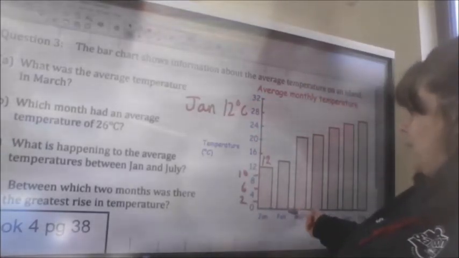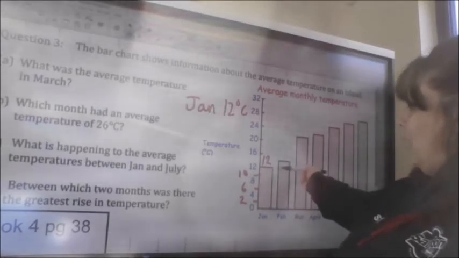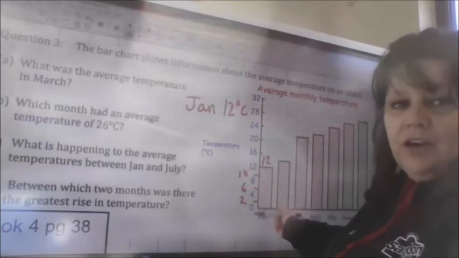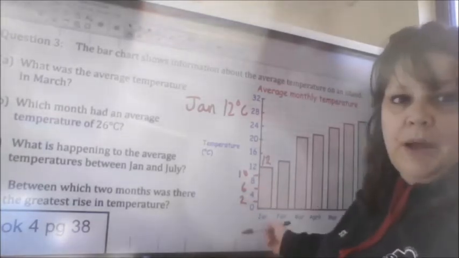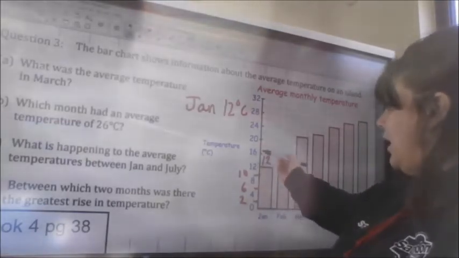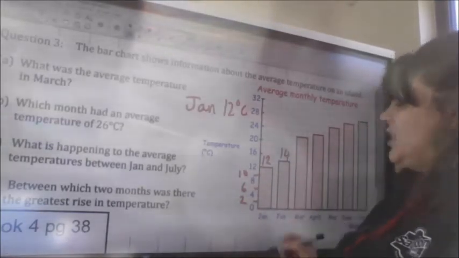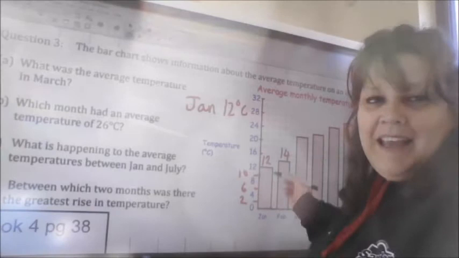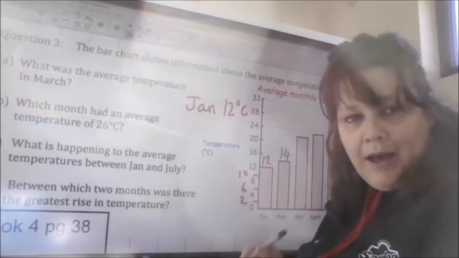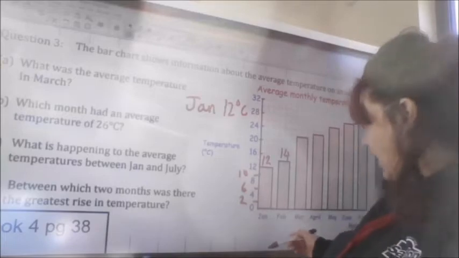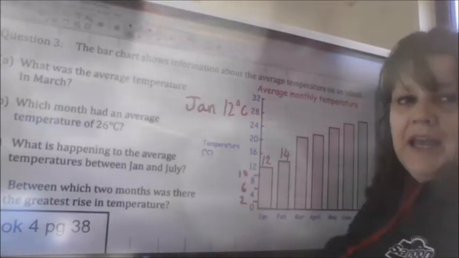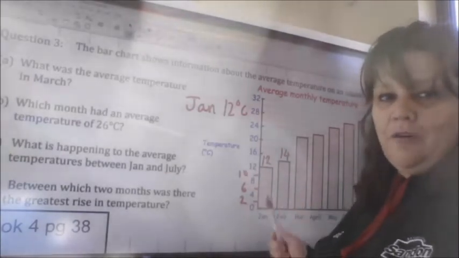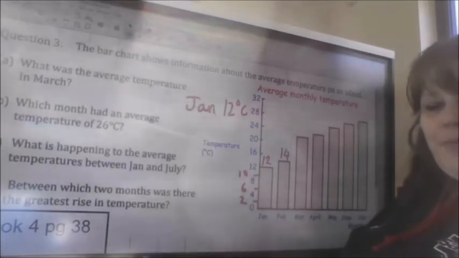So the next one, February, it's between 12 and 16. Well, we know that halfway between the numbers on our scale, we'll have the numbers in our 2 times table. So here, halfway between 12 and 16 is 14. Okay, so I know that February is 14 degrees C. I would like you to write Jan, Feb, March, April, May, June, July underneath where you've put the title, and I'd like you to write the temperatures of each from the chart. Okay, pause the video, off you go.